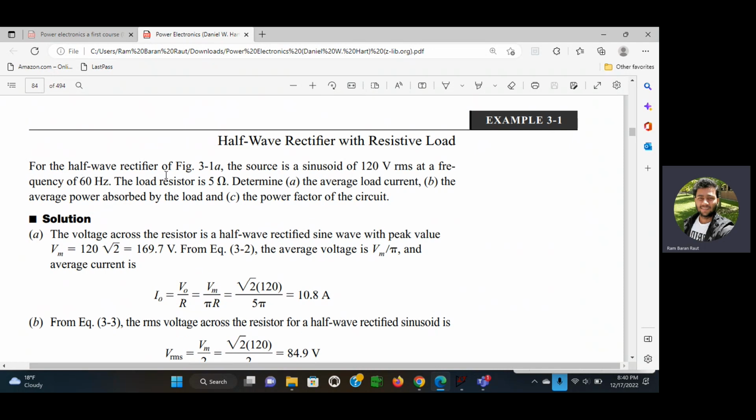For the half-wave rectifier of figure 3.1a, the source is a sinusoid of 120 volt RMS at a frequency of 60 Hz. The load resistor is 5 ohm. So it's asking, find the average load current, and in B, the average power absorbed by the load, and in C, the power factor of the circuit.